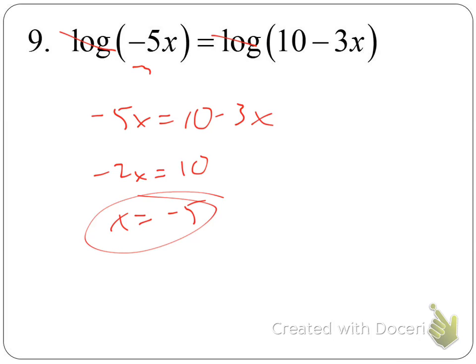But if you look, if you plug in negative 5 for x, this becomes positive 25. And right here, you're going to get 10 plus 15, which again is a positive 25. So you don't get a negative logarithm when you plug it in. That means we can use negative 5. Negative 5 is fine. It's only if you get a negative logarithm when you plug it in that you have to be careful.